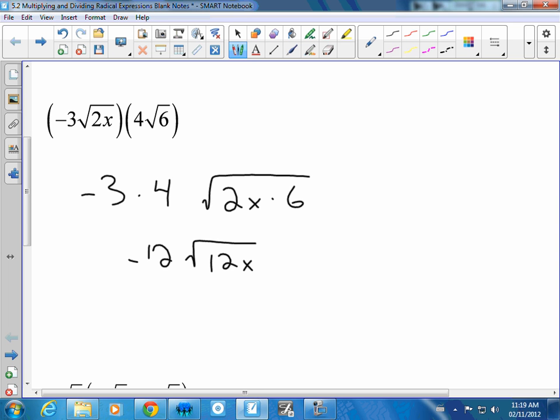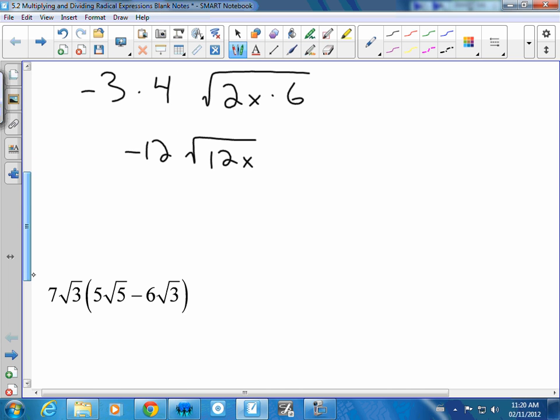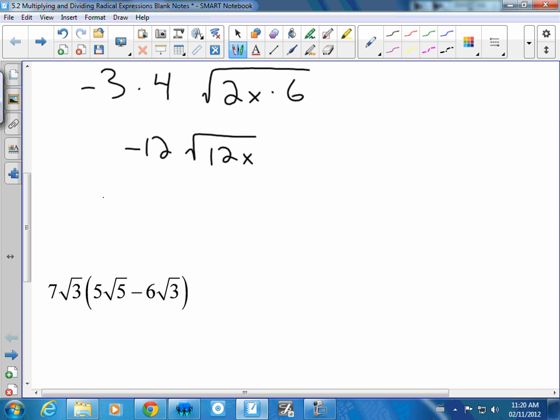Now, the only thing is, you're not done when you get these things. What do you always have to do with your radicals? Simplify them. You've got to reduce them, right? Sometimes it's easier to reduce on the fly. Sometimes it's easier to reduce after you get the answer. So what we're looking for in this one is factors of 12 that you can take the square root of. 4 and 3. So 4 times 3 times x.